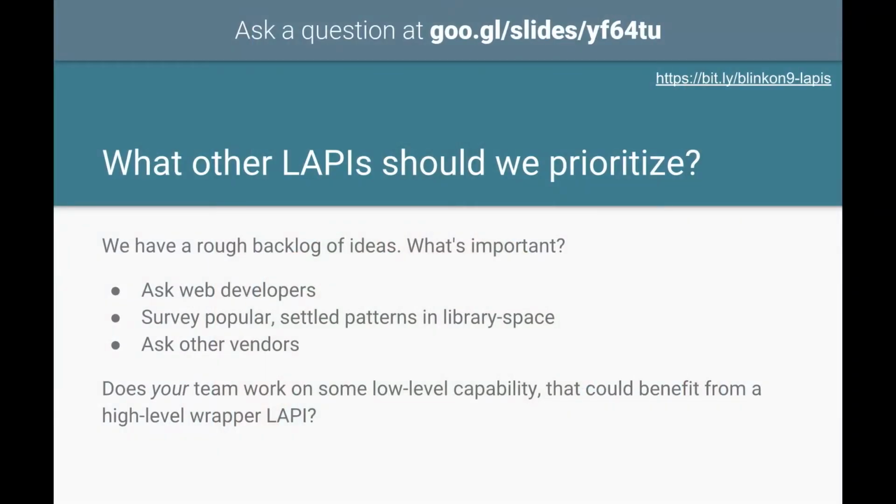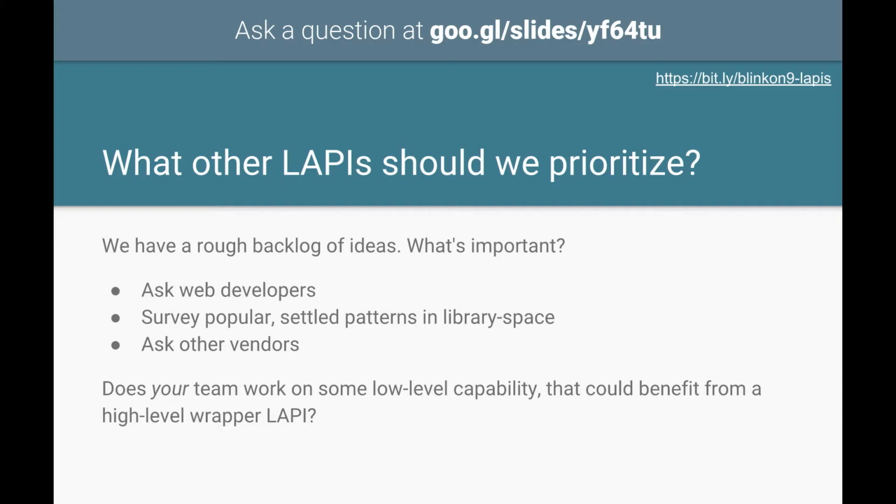And then finally, what other Lappies should we prioritize is another big question going forward. So we have that backlog of ideas I showed you on that slide, a bunch of them. But we just need to apply the usual techniques. What do web developers want? What are popular patterns that we've already seen a bunch of in libraries that we're seeing downloaded a lot? What do other vendors think is something they've really heard over and over as a big pain point?